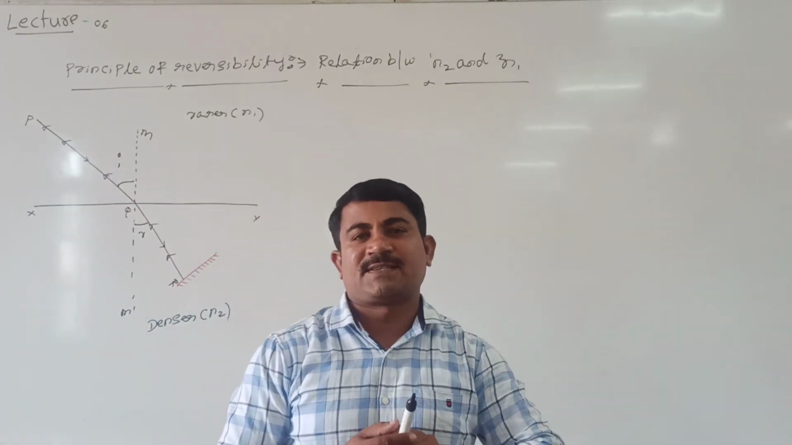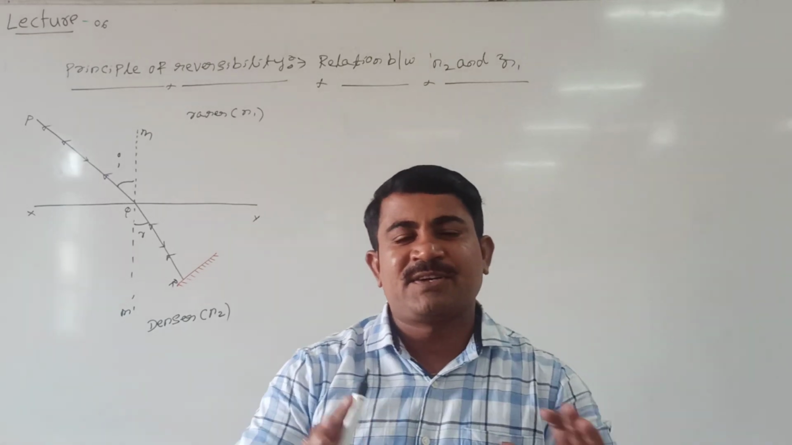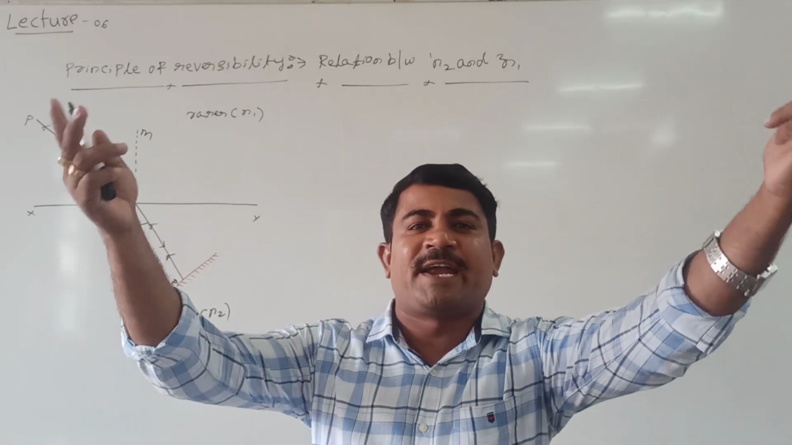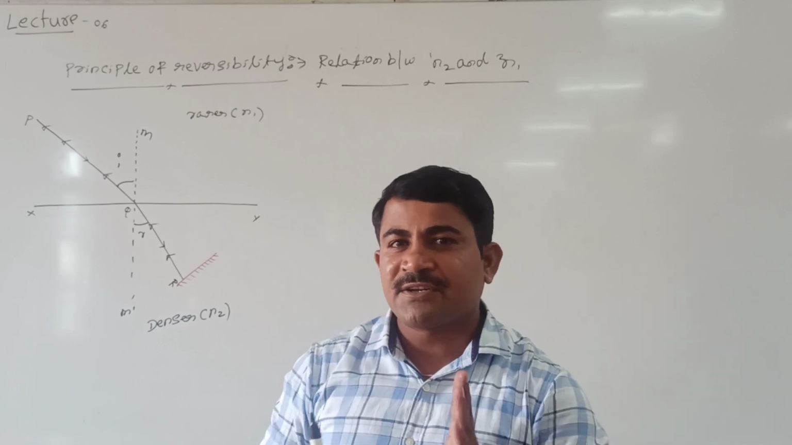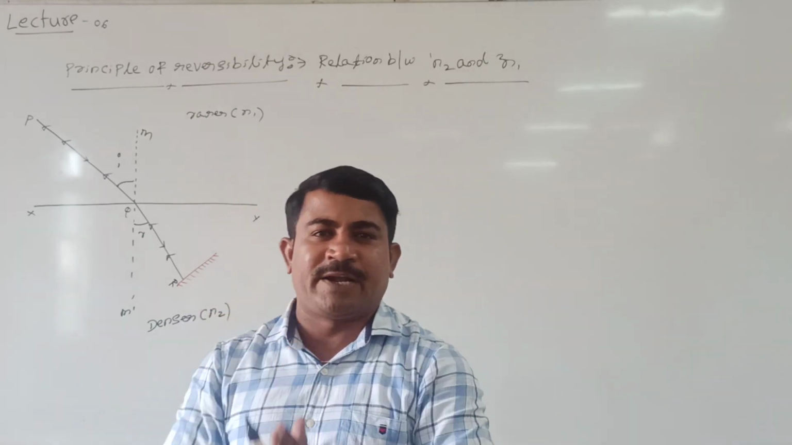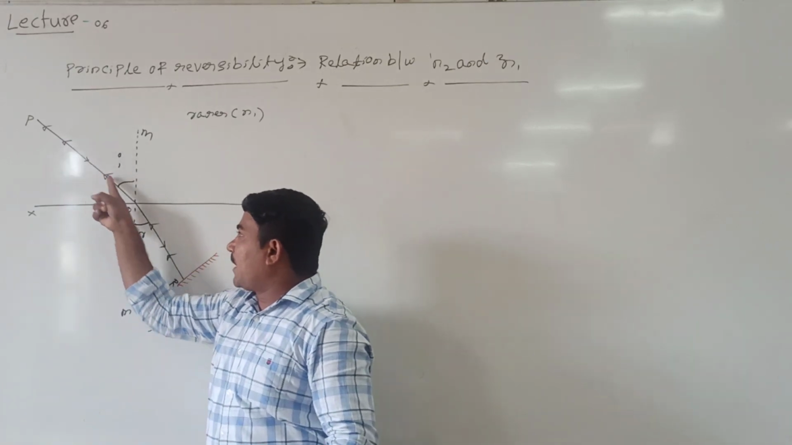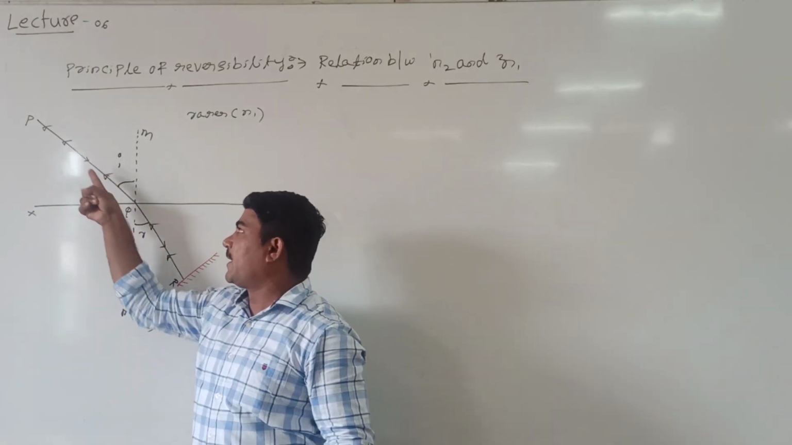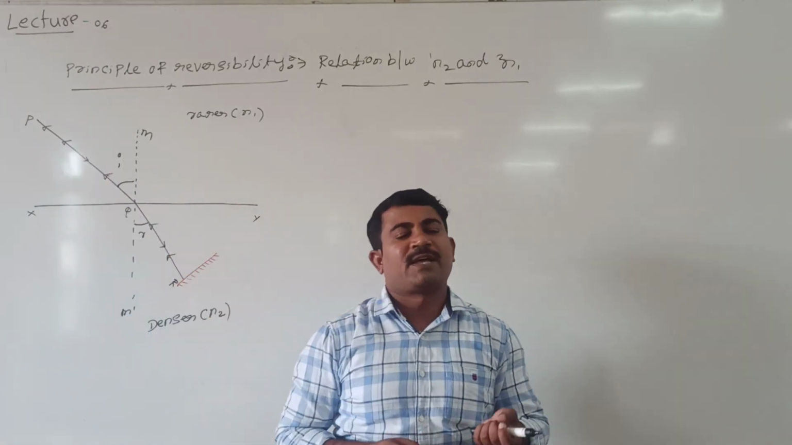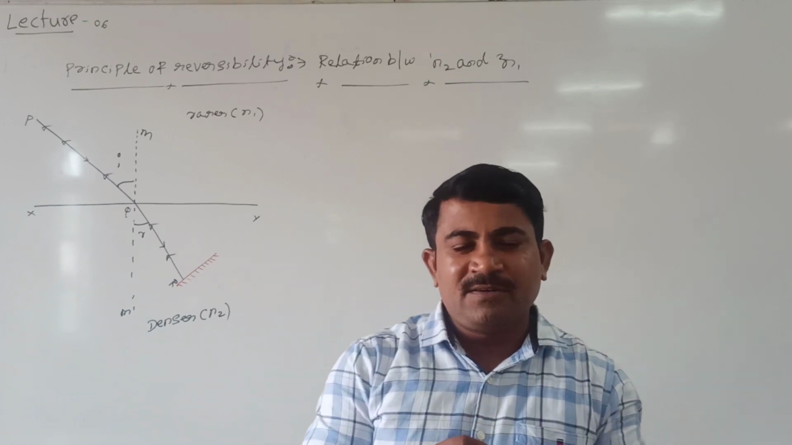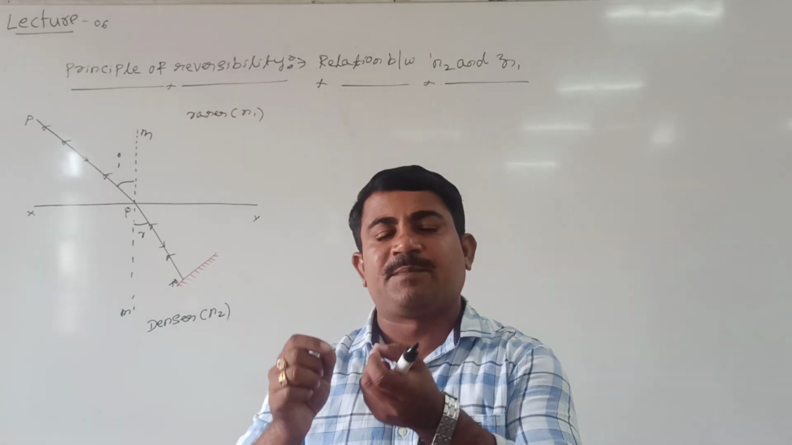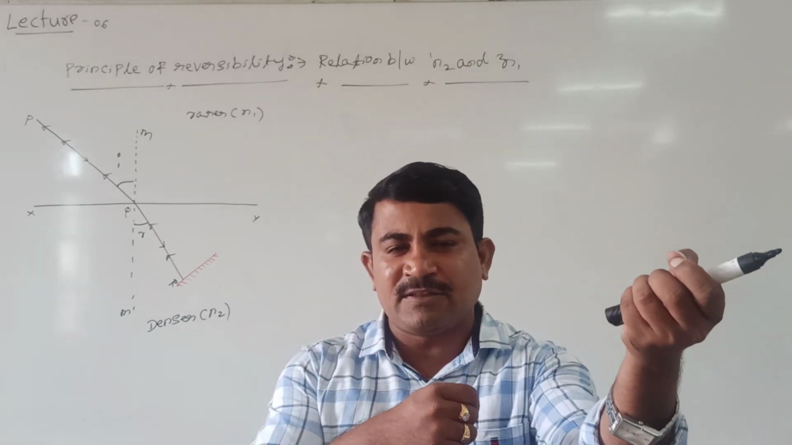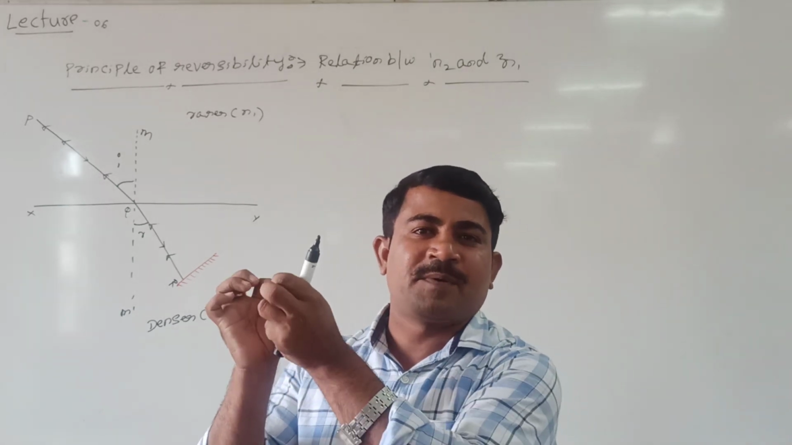Principle of reversibility says that after refraction and reflection, the ray of light retraces its path. Retraces means in whatever direction the ray of light comes, in the same direction it goes back. In this direction the ray of light comes, and after reflection the ray goes in the same direction. So clearly I can state: principle of reversibility is that after refraction and reflection, if the ray of light retraces its path, this phenomenon we call the principle of reversibility.